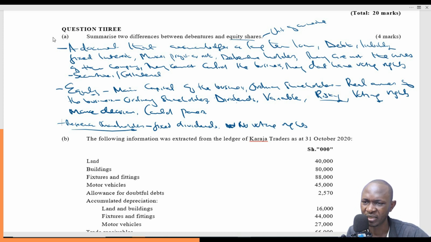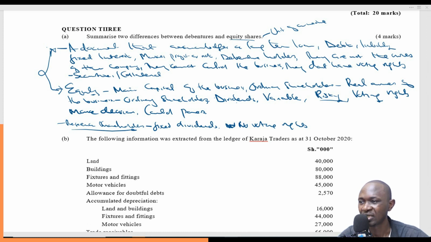But the interest of this question is on the difference between debentures and equity shares. When somebody just talks of equity shares, what should come into your mind first are the ordinary shares, and ordinary share capital by the real owners of the business.